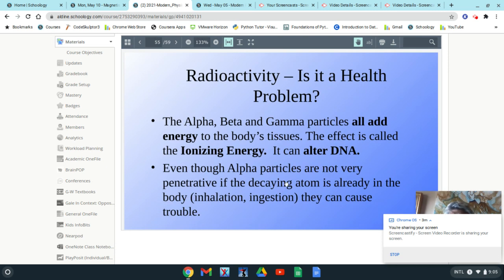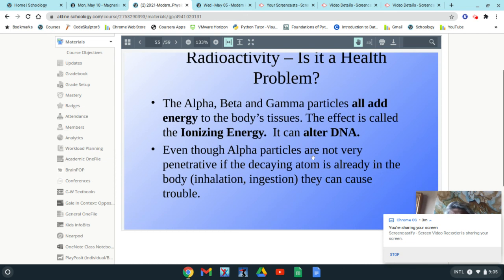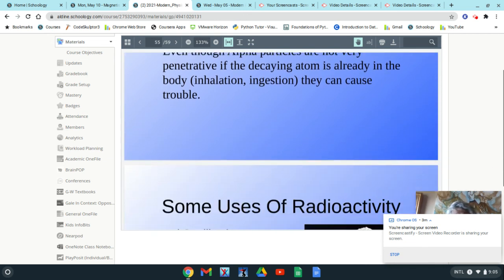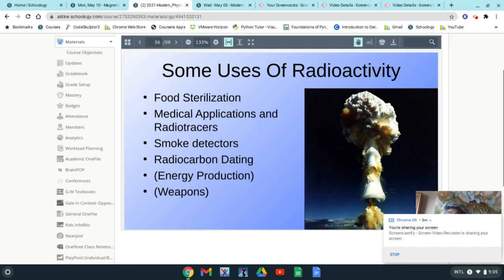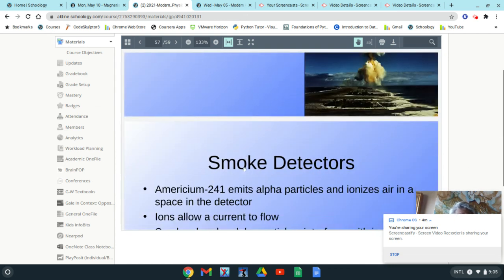Radioactivity, is it a health problem? It sure is. It can alter your DNA because it has ionizing energy. It basically goes in there and makes ions out of your atoms, and then your atoms don't know what they are anymore. Uses of radioactivity, well, we use it for food sterilization, medical applications, smoke detectors, radiocarbon dating, energy, weapons, all of that fun stuff as well.